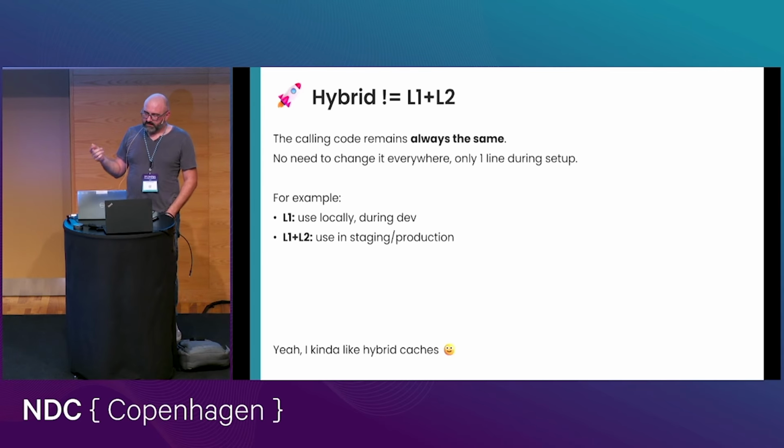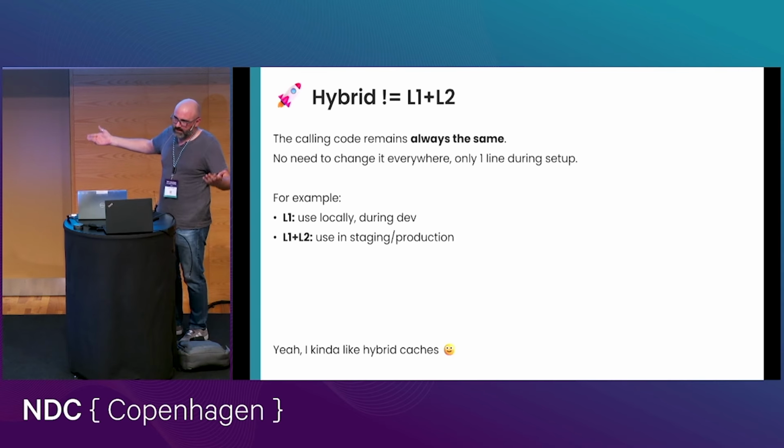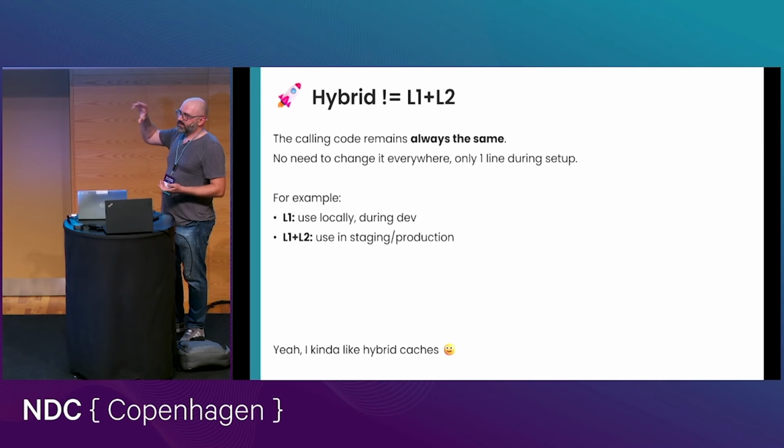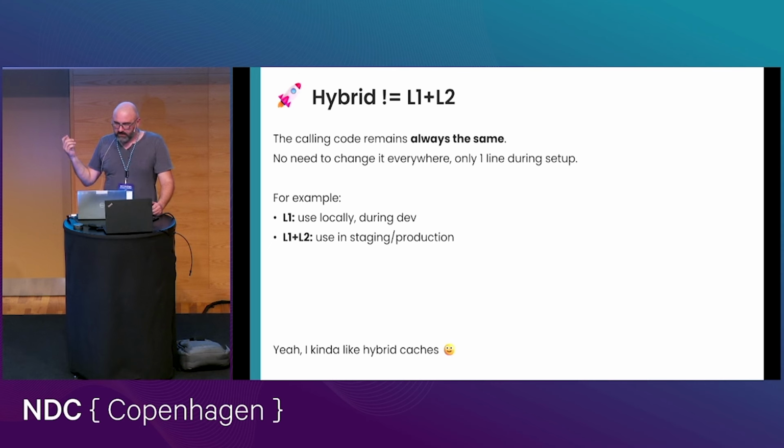Another example that is usually used with hybrid cache is that locally, when you develop your application, you only enable L1, because who cares about the distributed cache? I'm just in my local development environment. But when you then deploy in staging or production, you enable the L2, the distributed cache, only there, because it's production, so of course you want to scale out, etc. The way to do this is just during setup: if the environment is development, then you do only L1. Otherwise, else, you enable the L2. And so, as you can have guessed, I kind of like hybrid caches.